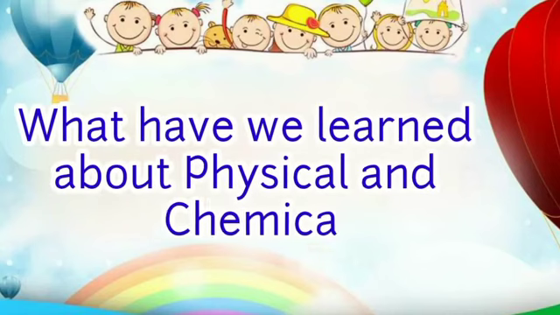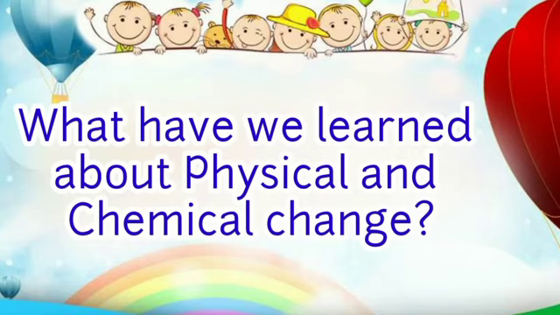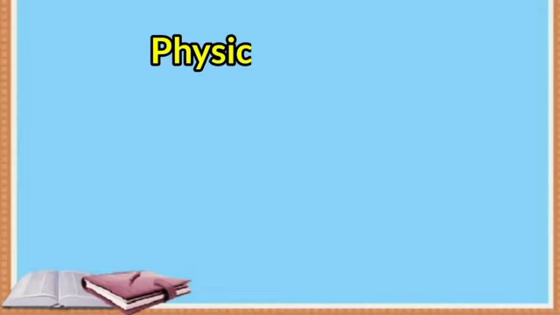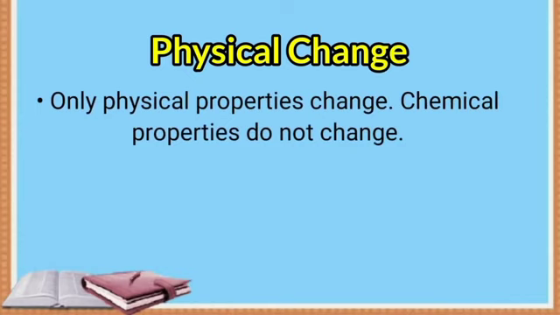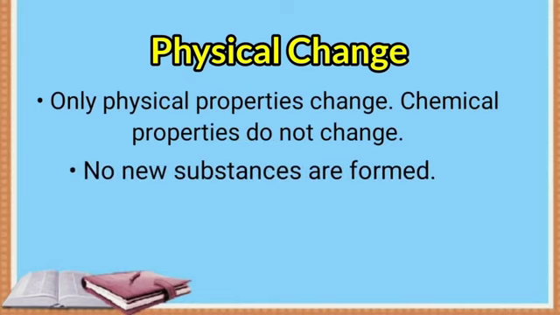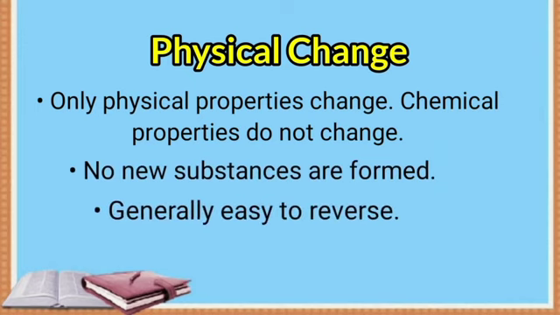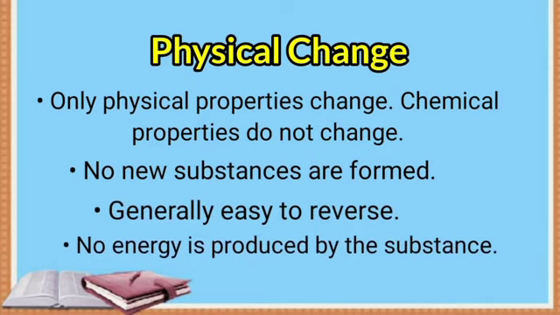What have we learned about physical and chemical change? In a physical change, only physical properties change. Chemical properties do not change. No new substances are formed. Generally easy to reverse. And no energy is produced by the substance.